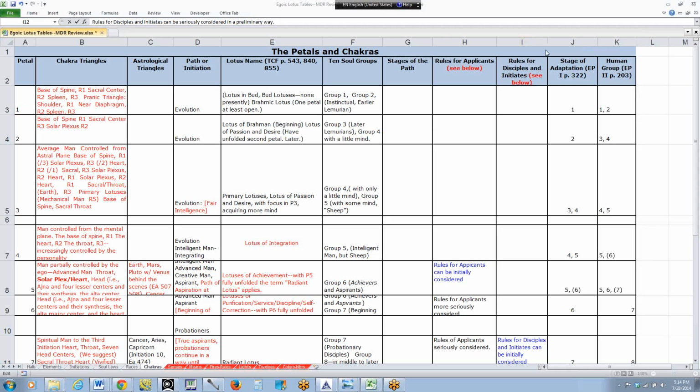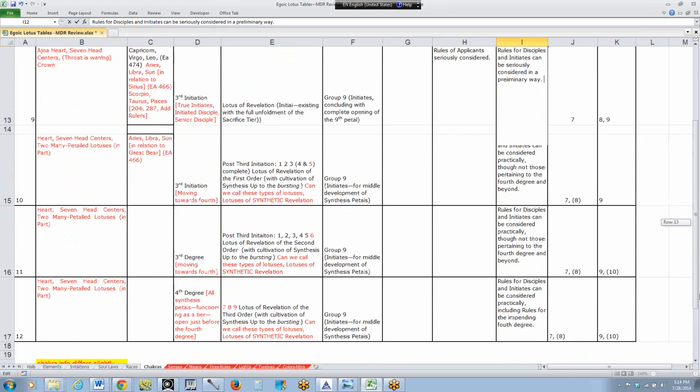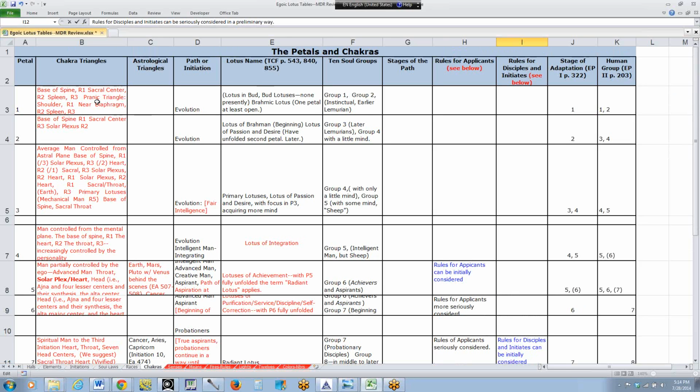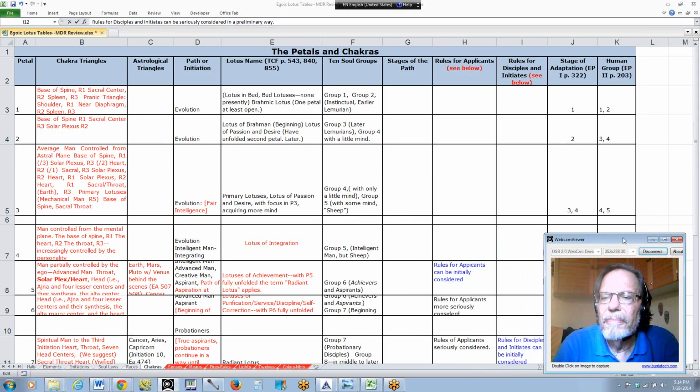Now, I'm not going to get into the stage of adaptation and the numbering of the human groups. For some reason, they continue to be repeated, and I'm not sure whether I made the charts this way or not. Suffice it to say, we've gone over it enough, and these appear to be repeats. So what we've looked at, particularly in this particular chart, is the certain chakra triangles, and something new we attempted was to look at the chakras in terms of their identification with the first, second, or third aspect.